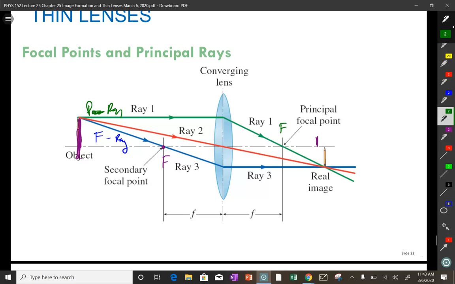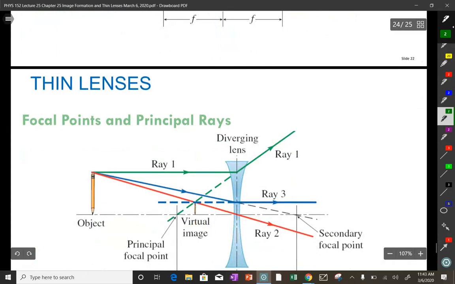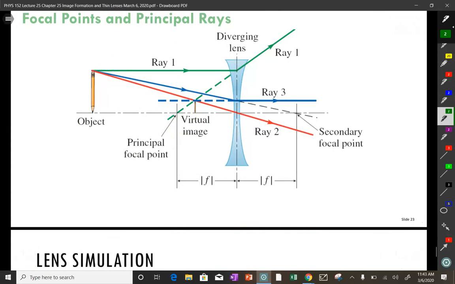And then what remains is the vertex ray. At the vertex, you're going through parallel infinitely thin in the thin lens approximation, so it just goes straight. So this is for a converging lens. Here's what it looks like for a diverging lens.